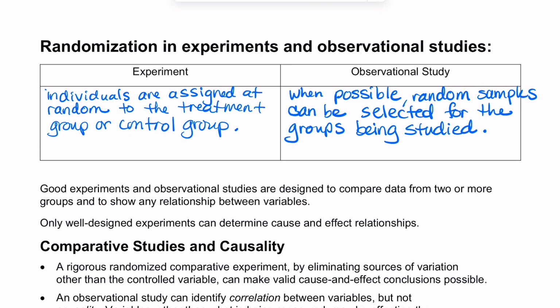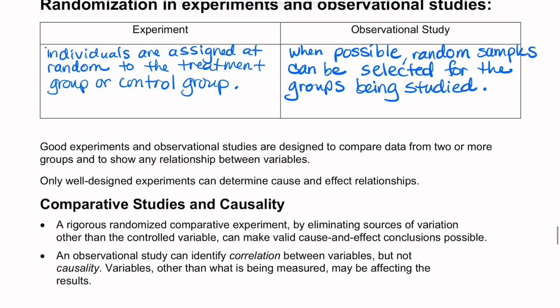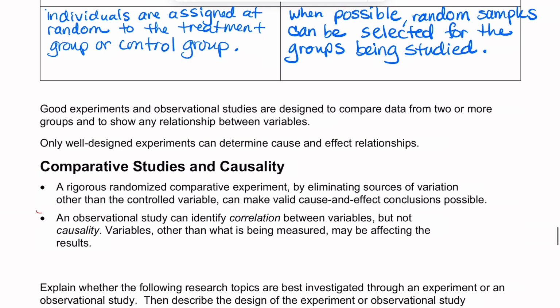So, comparative studies and causality. A rigorous randomized comparative experiment, by eliminating sources of variation other than the controlled variable, can make valid cause and effect conclusions possible. An observational study can identify correlation between variables, but not causality. Variables other than what is being measured may be affecting the results. Okay, so that's for an observational study.